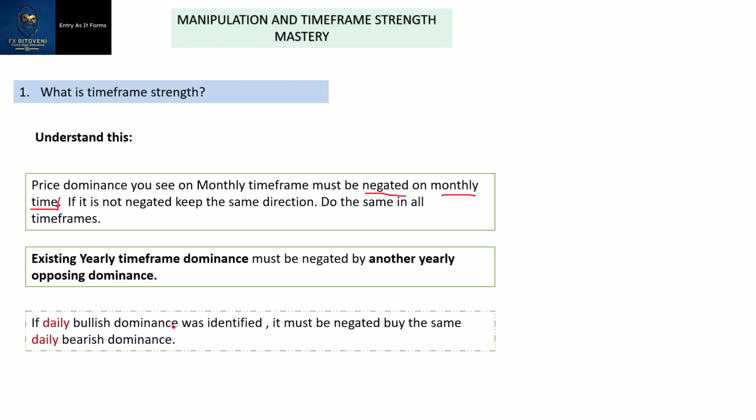If daily bullish dominance, I'm just giving you an example. I'm trying to emphasize this concept. If daily bullish dominance was identified, it must be negated by a daily bearish dominance. If you see bearish dominance going on, it must be negated by another. If you see a bullish dominance forming, it must be negated by another bearish dominance on the same time frame. In this case, on the daily. Hope you truly understand this.